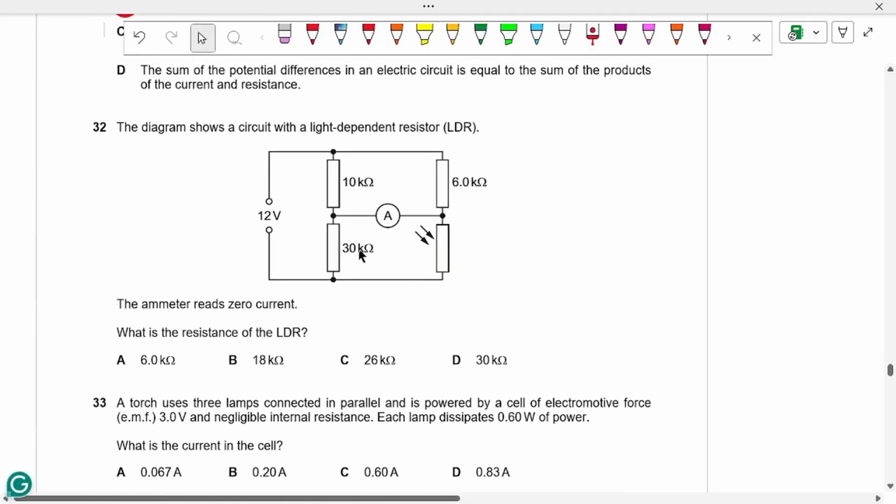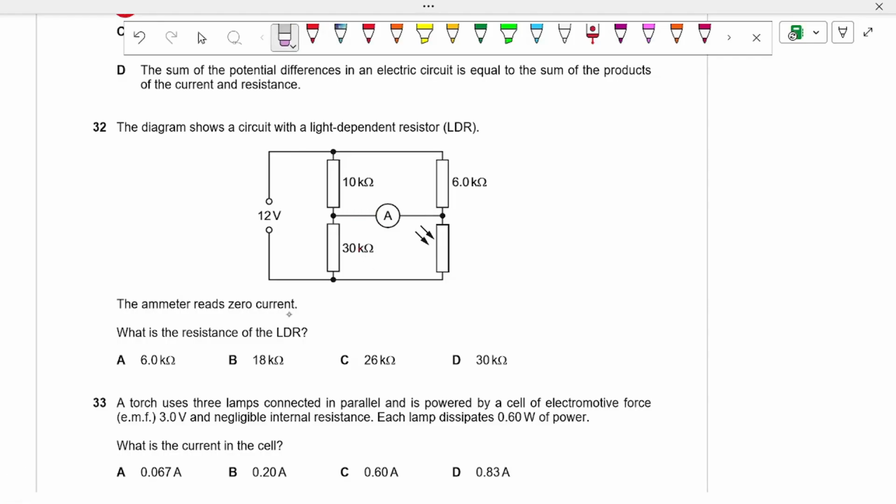Question 32. The diagram shows a circuit with a light-dependent resistor, an LDR. I love electricity. It's a very exciting topic once you get the hang of it, really. So the ammeter reads 0 current. That implies that no current flows through here. So whenever you see the word 0 current, it tells you that there is no potential difference across these 2 points, let's say point P and point Q.